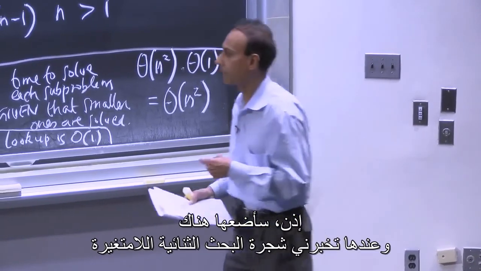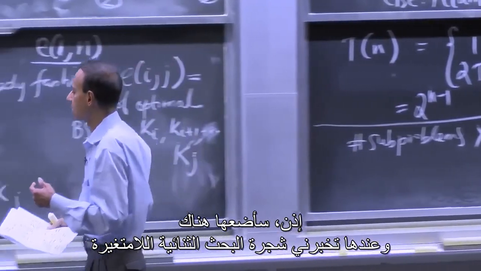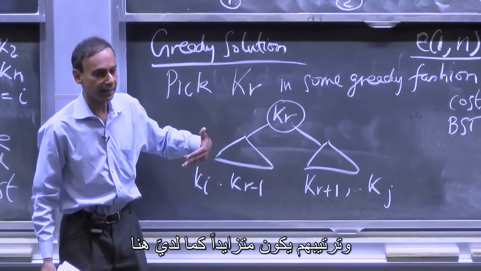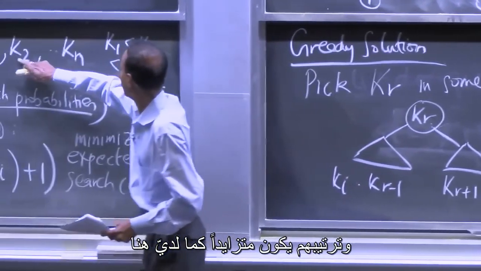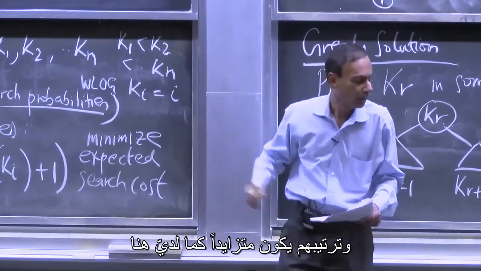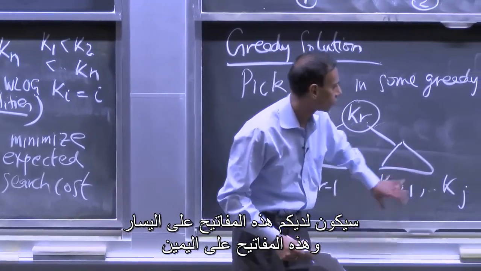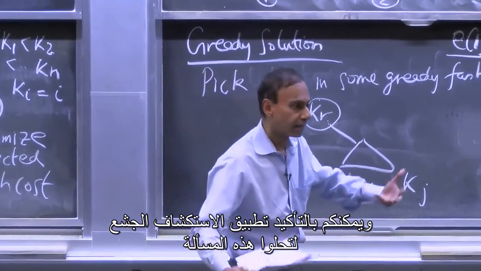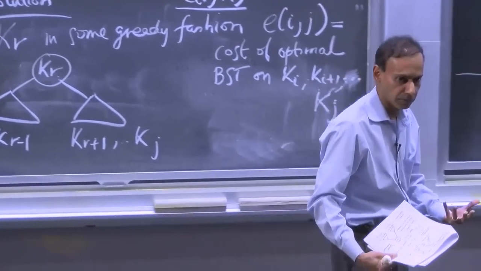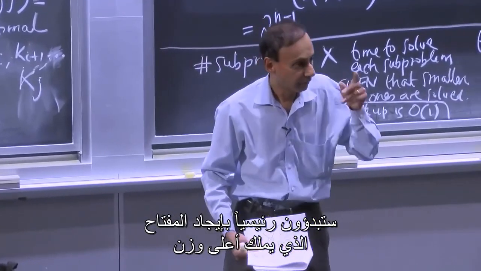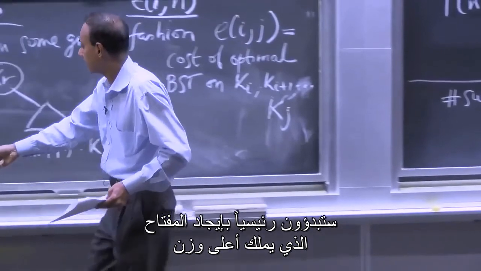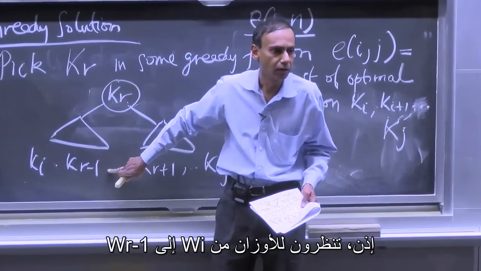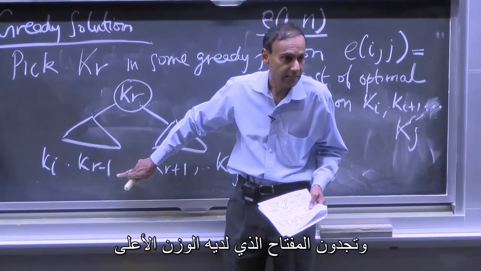Okay, so I stick that up there, and then my BST invariant tells me that Ki through Kr minus 1, remember, these are sorted and go in increasing order as I have up here, are going to be on the left, and those greater than Kr are going to be on the right. And then you've got to go solve this problem. You can certainly apply the greedy heuristic to solve it: find the K that has the highest weight, so you look at Wi through Wr minus 1 and find the K with the highest weight.